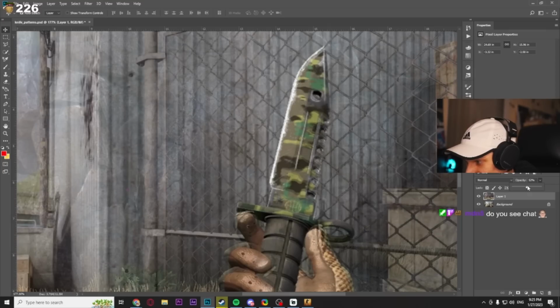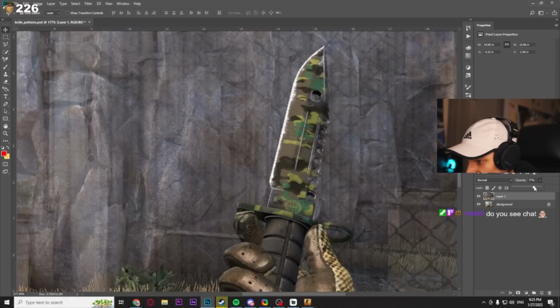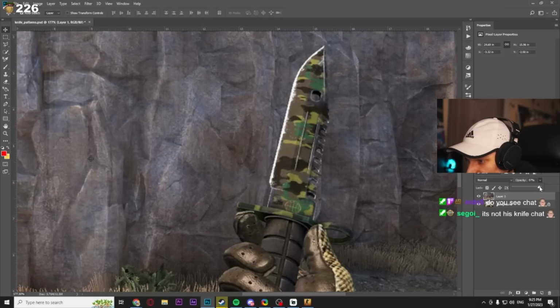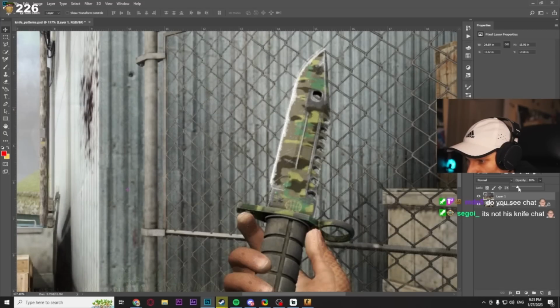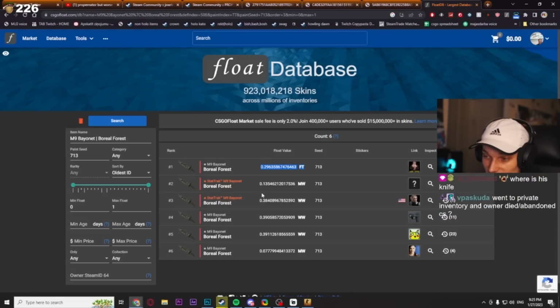Look, when you change the opacity here slowly, you can see, look at here, this black spot. You can see the scratch coming in. The scratch is coming in. There's many more other scratches everywhere else, man. If this knife is in 0.29 condition, mine was probably like really bad 0.34. And it doesn't exist on the database.